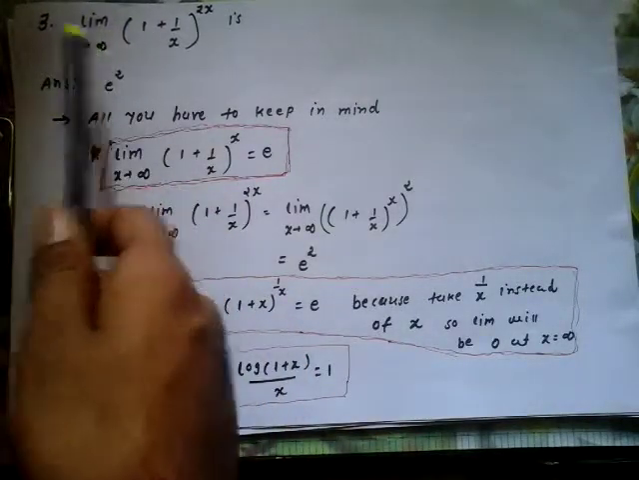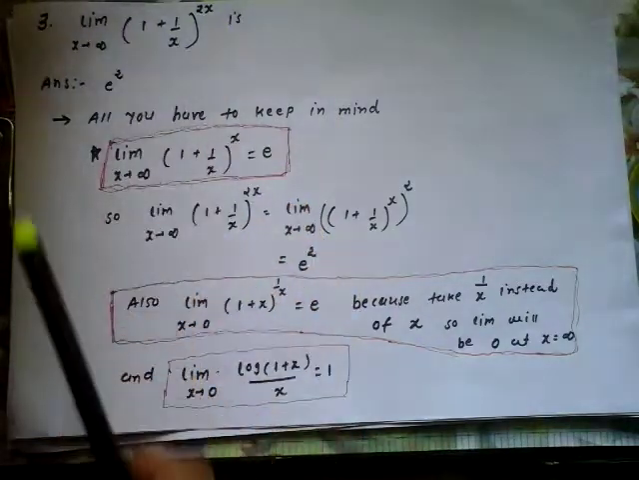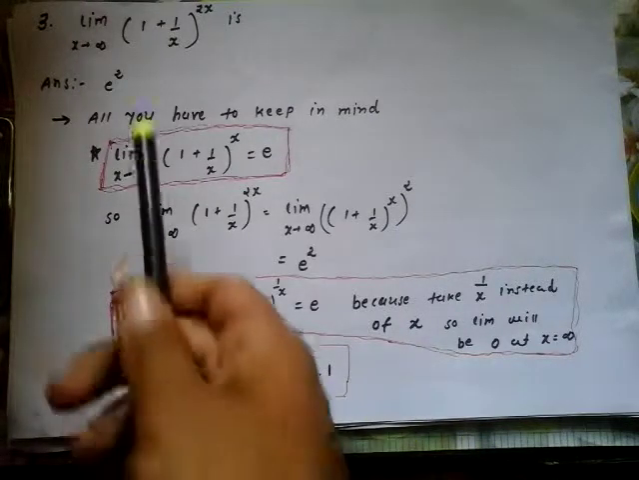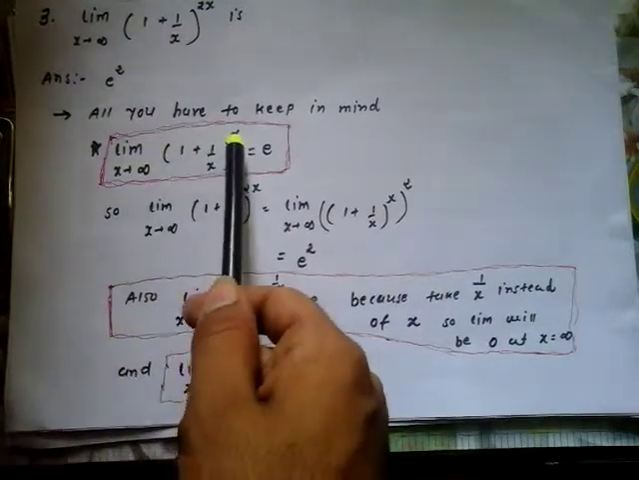Another example is limit x tends to 0 of 1 plus 1 upon x raised to 2x. What will be the answer? We know that all these examples are easy, but we have to just keep in mind this formula and some applied methods. Here we know that limit x tends to infinity of x plus 1 upon x raised to x is equal to e.